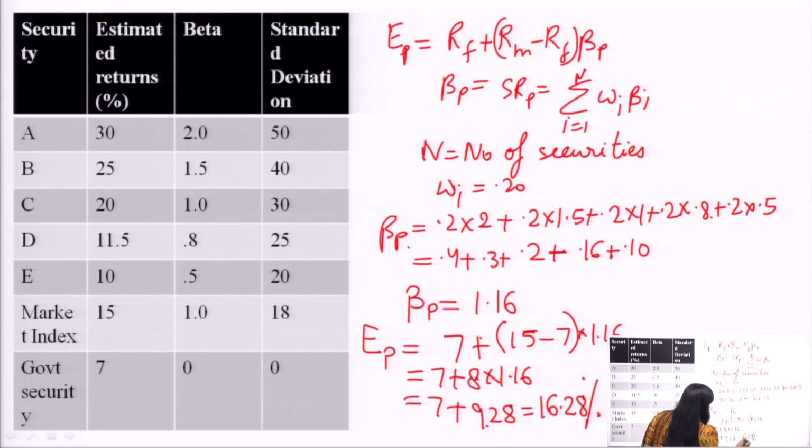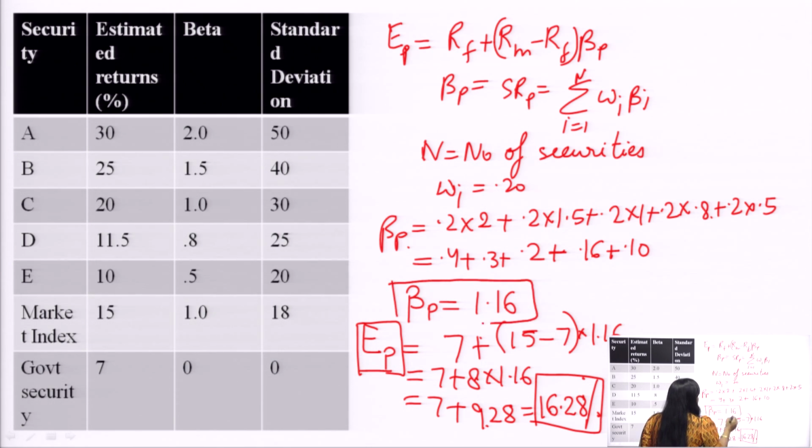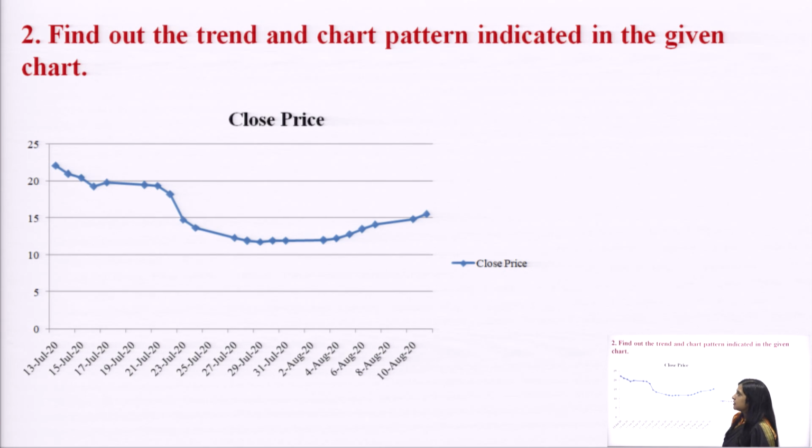16.28%. So, this portfolio of these 5 securities would be giving us a return of 16.28%, and the systematic risk of this portfolio is 1.16. So, this is how we can solve this numerical. Move on to the next question.